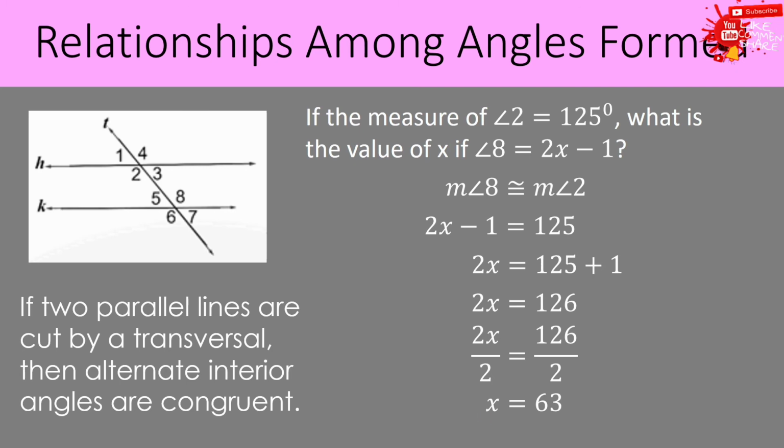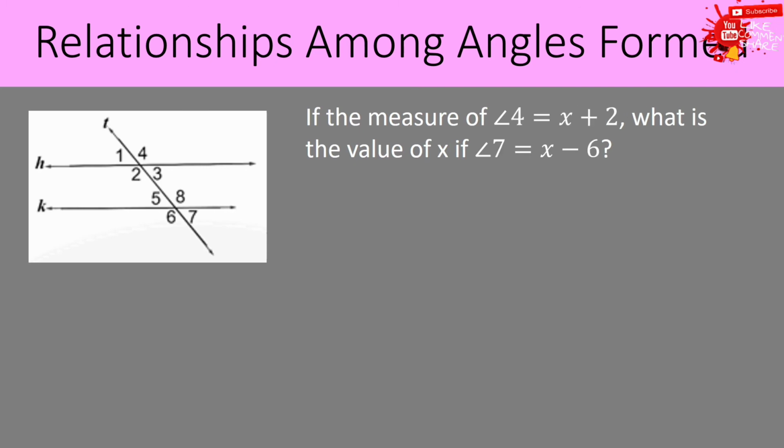Now let us have the second example. Again, using this figure, if the measure of angle 4 is equal to x plus 2, what is the value of x if angle 7 is equal to x minus 6? Again, we will find out the relationship of angle 4 and angle 7. So we have angle 4 and angle 7.